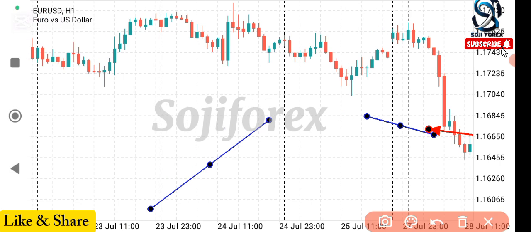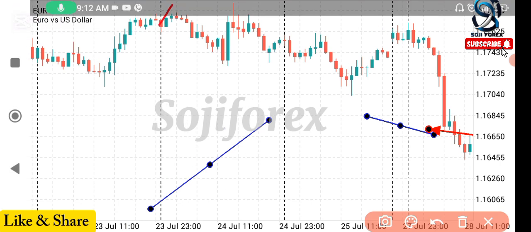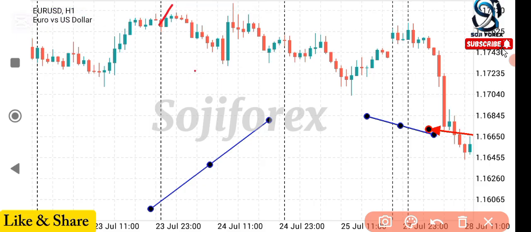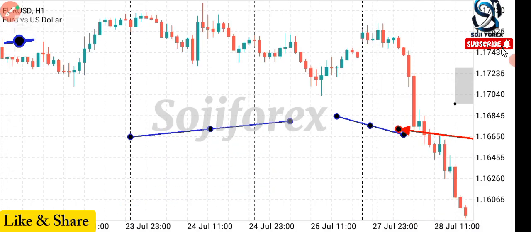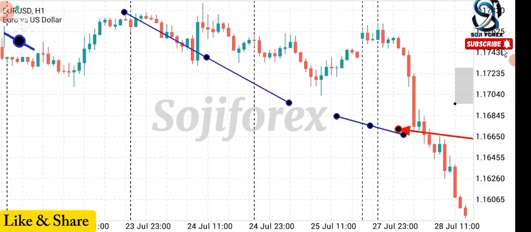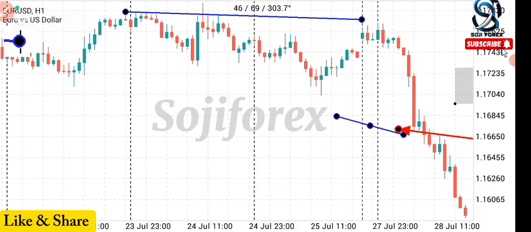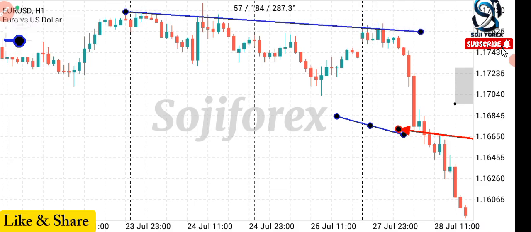If you are to mark a trend line, remember, you will always need point A and then point B in order for you to connect your trend line. So now we have point A, this is our point A, and then this is our point B. So here is our trend line being connected.